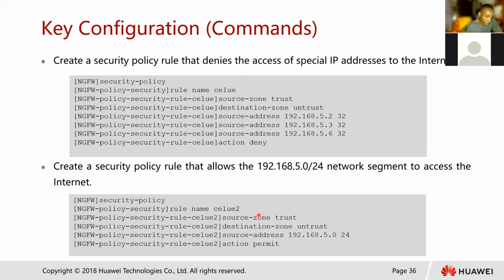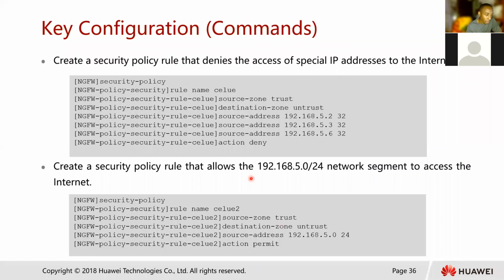So you can see same case. This is another policy. Source zone is trust. Destination zone is untrust. Going from the LAN to the internet. What is the source address? 192.168.5.0/24. What is the action? To permit, right?